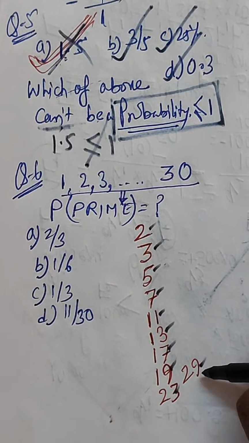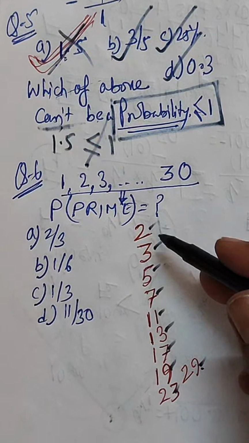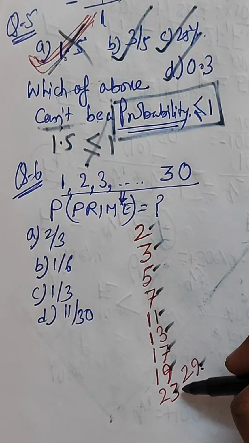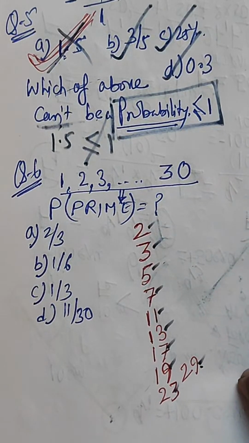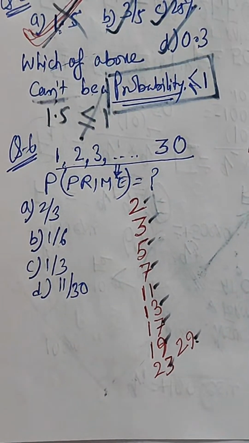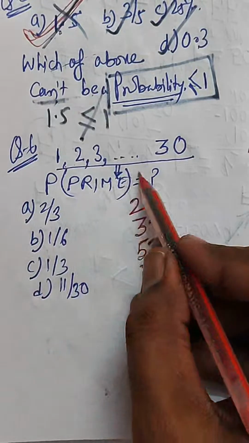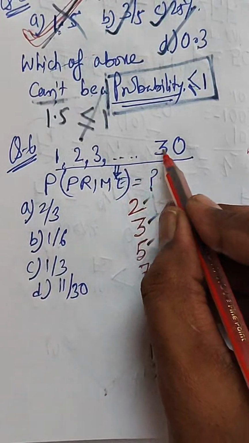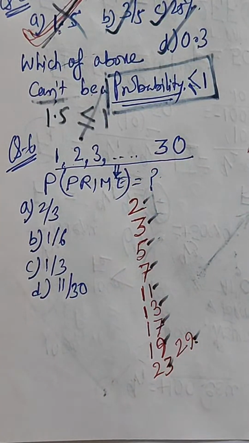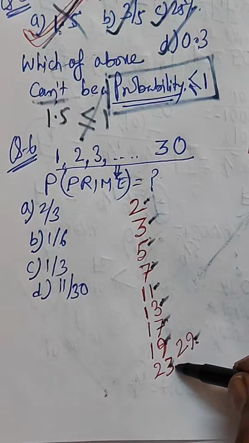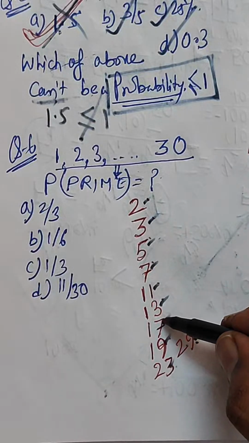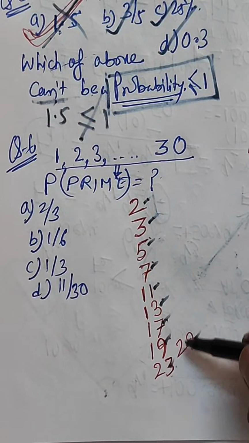It's 10. No, it's fine. So 10 prime numbers are coming between 1 to 30, right? So you can see, the number of prime numbers between 1 to 30 is nothing but 1, 2, 3, 4, 5, 6, 7, 8, 9, 10. 2, 3, 5, 7, 11, 13, 17, 19, 23, and 29 are the 10 prime numbers.